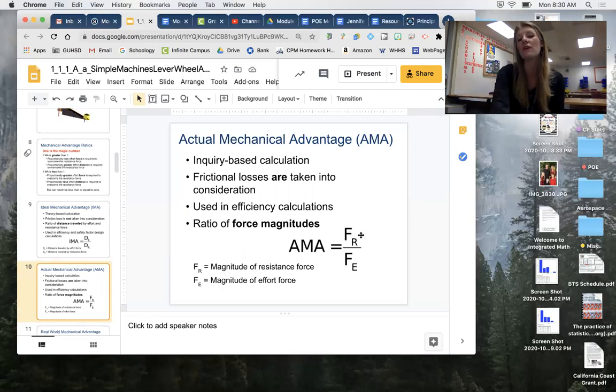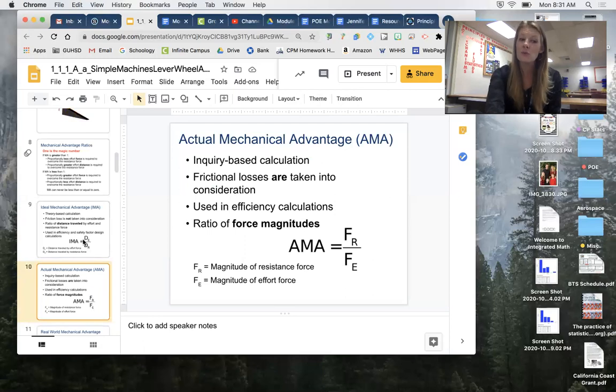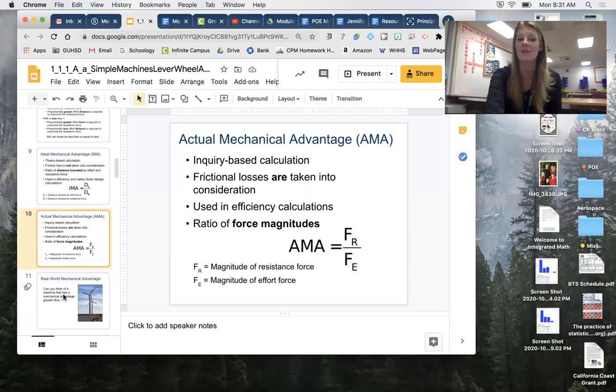If they're giving you the forces of your effort and your resistance, then you know that you're going to be calculating actual mechanical advantage. If they're giving you distances traveled instead, then you know that you're going to be using ideal mechanical advantage. Okay. When these two things are equal, we're going to talk about that. We will be setting these two equal, if you're given all of them, to figure out how close your ideal and your actual mechanical advantages are to one another.